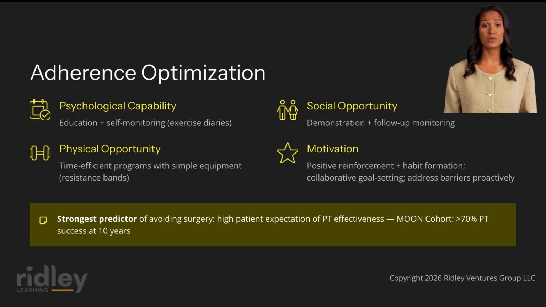The Moon Shoulder Perspective cohort demonstrated that physical therapy was successful in more than 70% of patients with symptomatic atraumatic full-thickness rotator cuff tears at 10-year follow-up, with patient-reported outcome measures improving after physical therapy and not declining over the follow-up period. More than 80% of patients who received supervised physical therapy reported reduced pain and improved function at 6 months to 1 year. These data confirm that for the majority of patients with rotator cuff pathology, a well-structured conservative management program delivers durable, clinically meaningful outcomes.